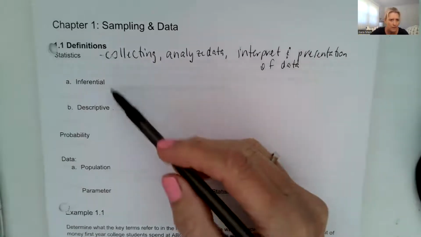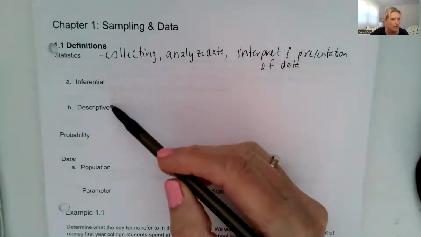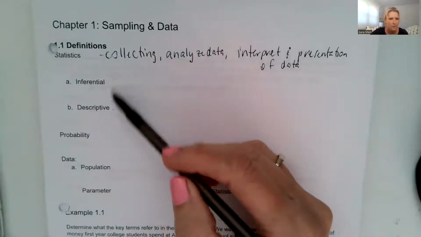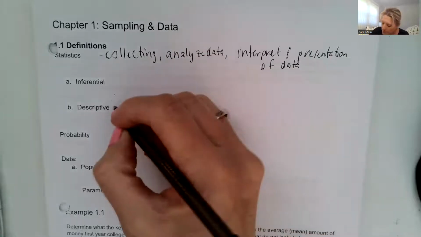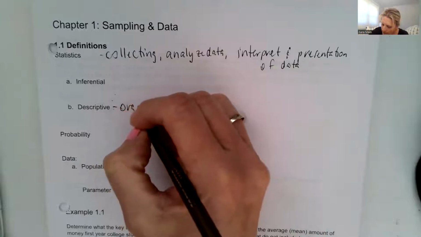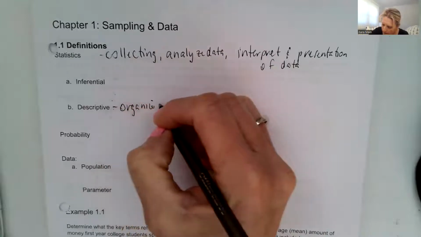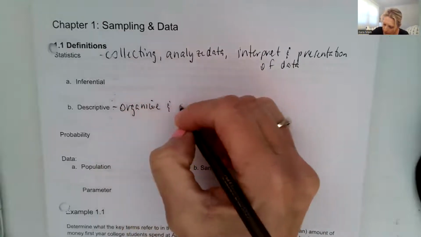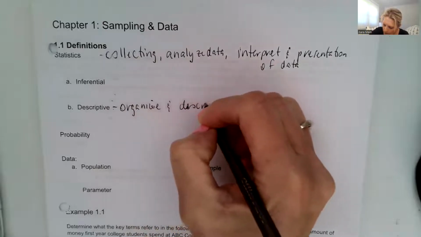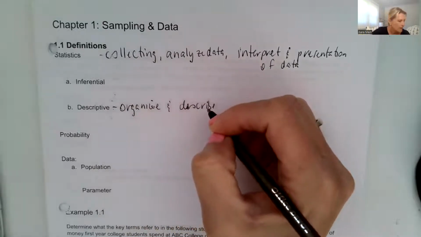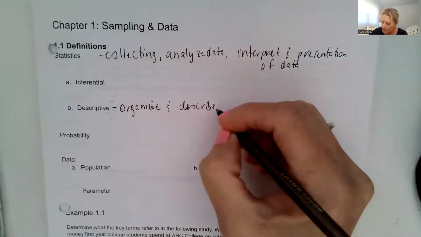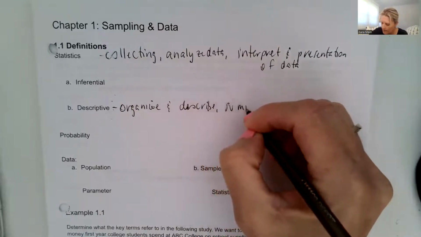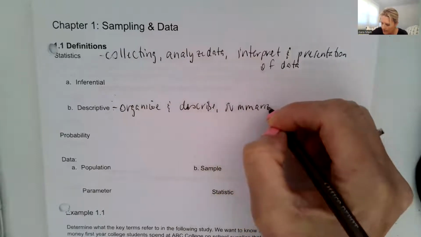There are two types of statistics that we're going to look at this semester. Really they should be flipped around, because we work on descriptive statistics first. Descriptive statistics organize, describe, and summarize data.